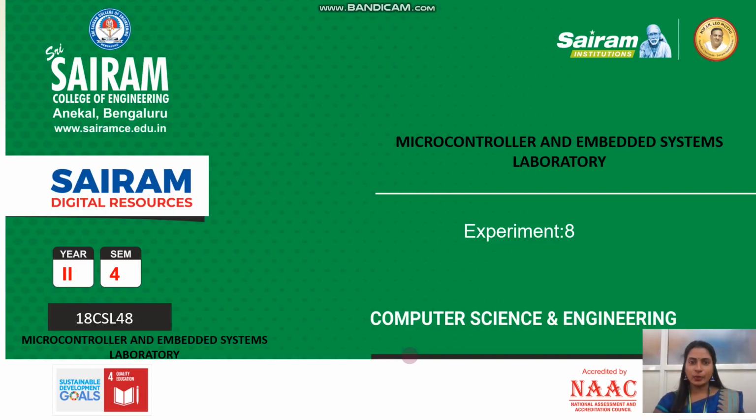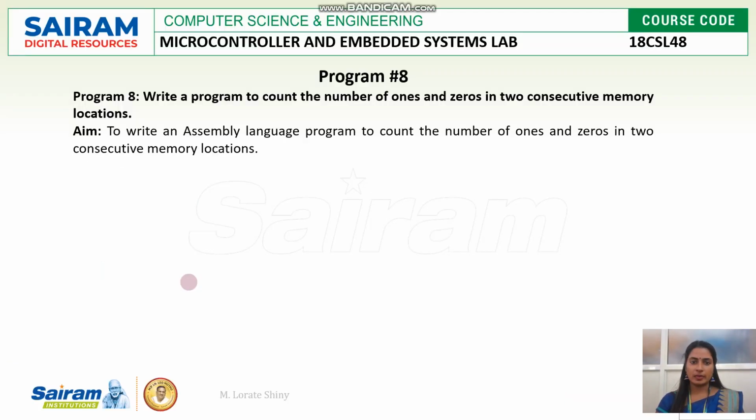Hello students, I am going to explain experiment 8 from the microcontroller and embedded system laboratory. The question is, write a program to count the number of ones and zeros in two consecutive numeric locations. One data is assumed here, that is 55555555. When we convert this hexadecimal into binary, we will get this 32-bit data. So here I need to count the number of zeros and ones.